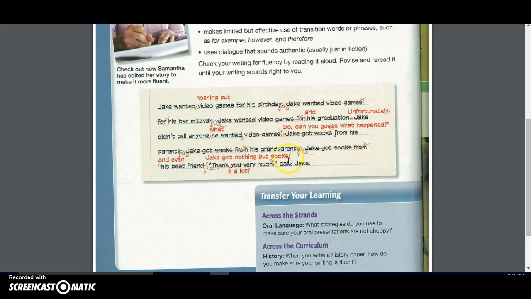Oh, I see. So if you said Jake got nothing but socks, that's a simple sentence. Okay? That's the last part of the sentence. It makes sense on its own, but if you say from his parents he got what? He got... That doesn't make sense. That's what makes a complex sentence. So you have to finish the complex sentence with the simple sentence here. Okay?